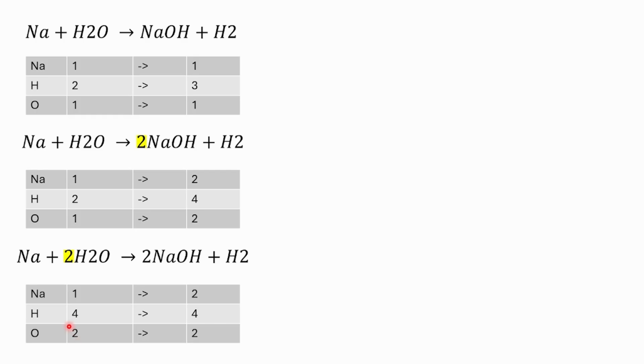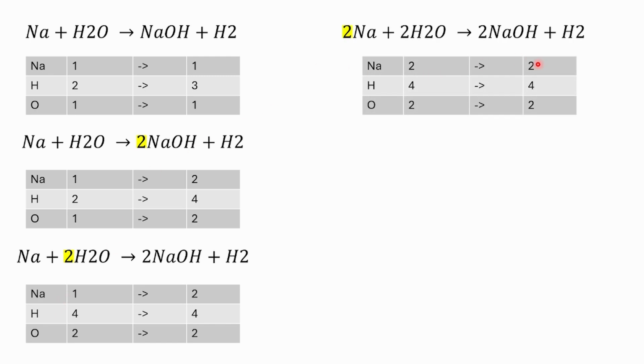Now we only have one thing left unbalanced, which is our sodium. So we want to go back to the left side and multiply by 2 and add it to our table. And you can see that everything is balanced. And that is our final balanced equation.